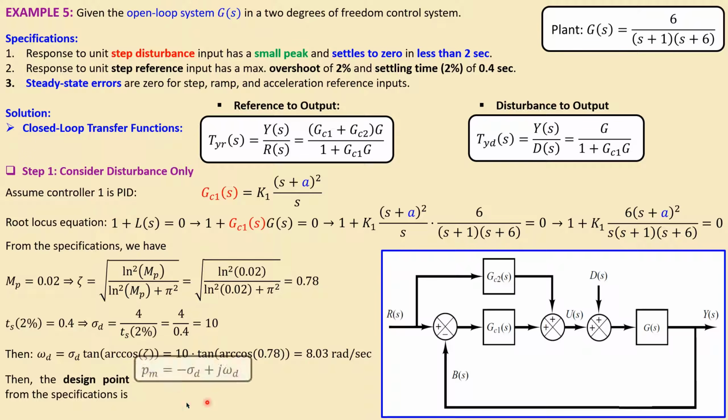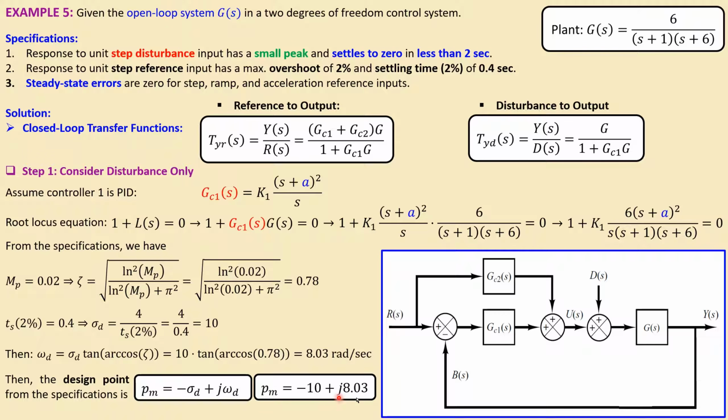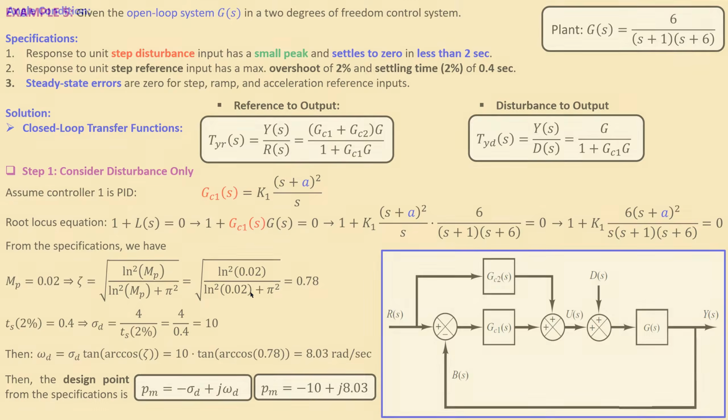Now the design point is given by this expression, which is minus sigma d plus j omega d. You substitute everything which you have, and you will get minus 10 plus j 8.03. This is a really important step. Again, this is the design point, and we will use it for later calculations for the A and also for the K1 of the PID controller.